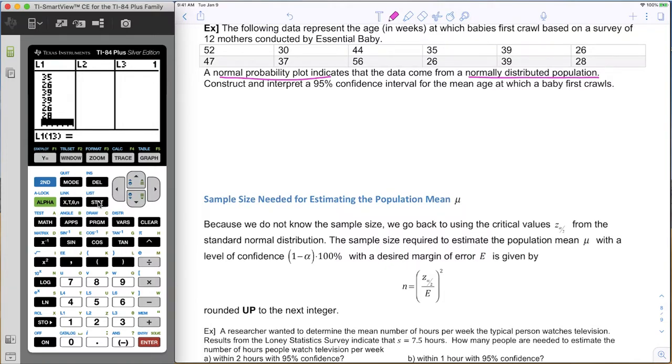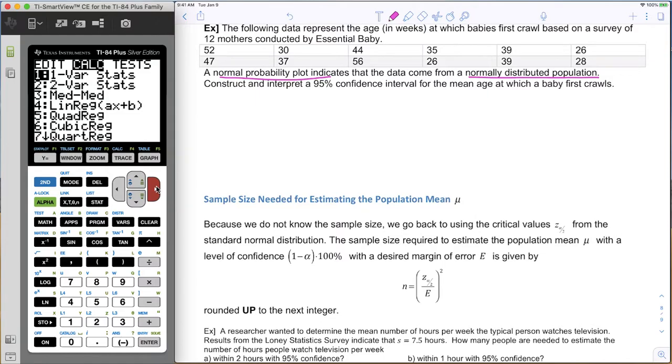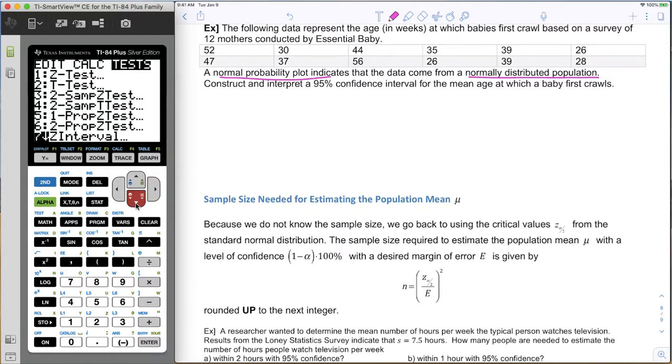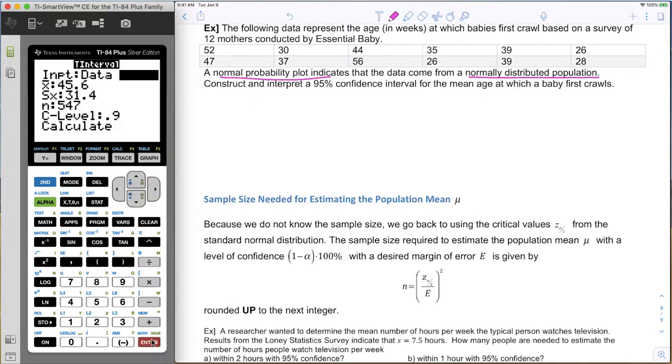Now we'll go to our T interval, so Stat, Tests, I think it's number 8, T interval. And now we're going to change our input to data. This saves us from having to compute x bar and s from the list.